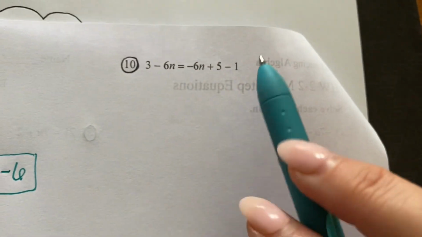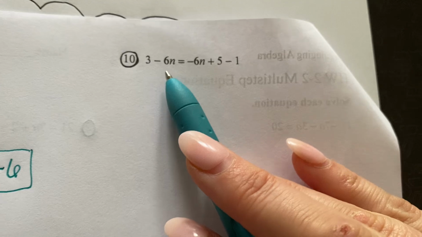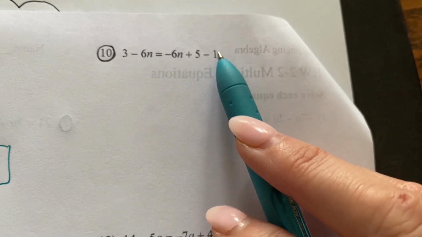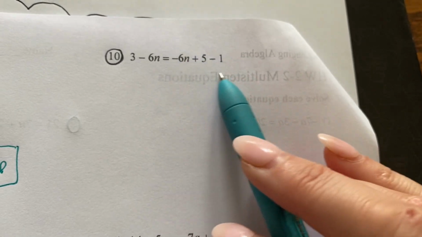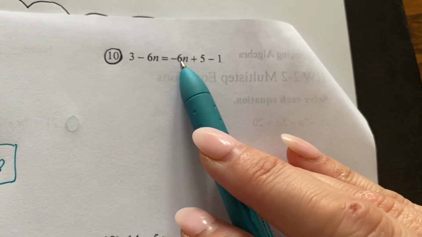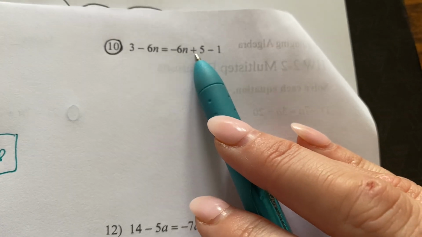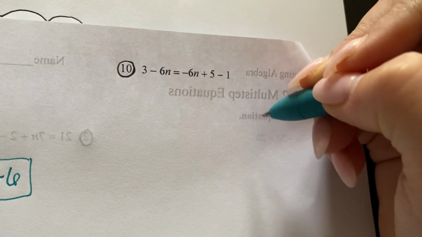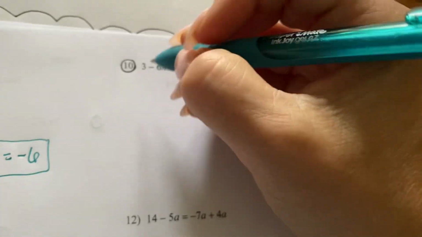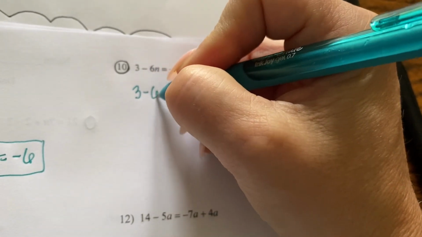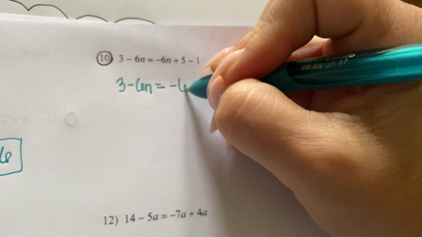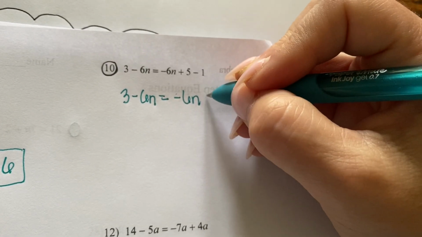If I go over here to number 10, this side is simplified as best it can be. This side is not. I can take care of these constants right here that are not attached to a variable. What is a positive 5 minus 1? What's 5 minus 1? It's 4. So now I have 3 minus 6n equals negative 6n plus 4.